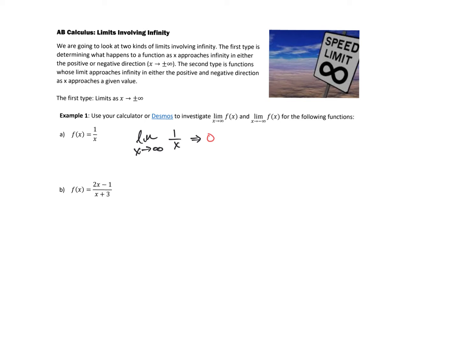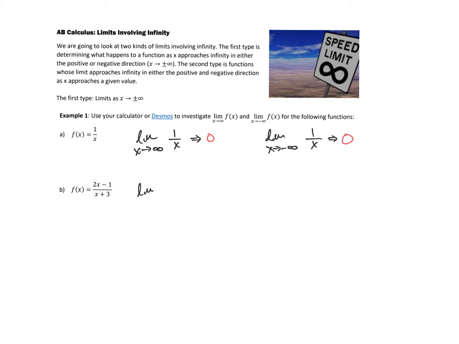So now if I have a limit as x approaches negative infinity of 1 over x, again, I have a number over a really big negative. So if I still have a number over a really big negative, that would also go to what? 0. All right, let's look at part B now.